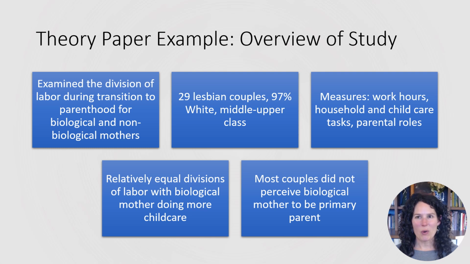And this was a question that Goldberg and Perry-Jenkins had: in lesbian couples, would the biology of the mother take the place of male to female? So if male to female in heterosexual couples predicts who's going to be the primary parent, they were thinking maybe in lesbian couples, being the biological mother would mean that you're the primary parent. But they found that that actually wasn't the case.